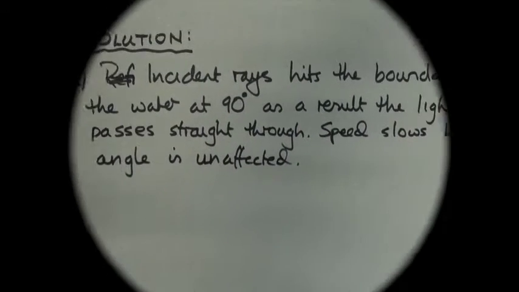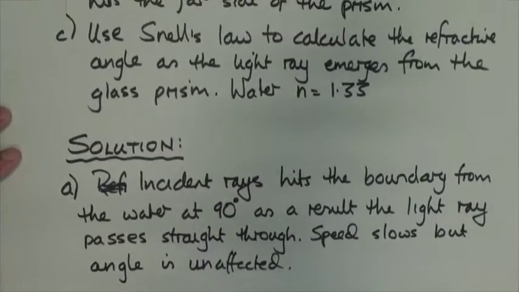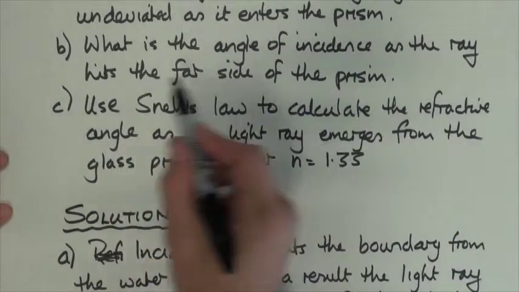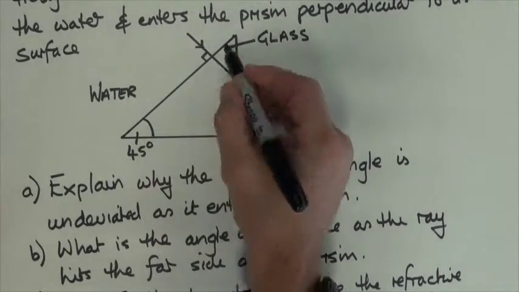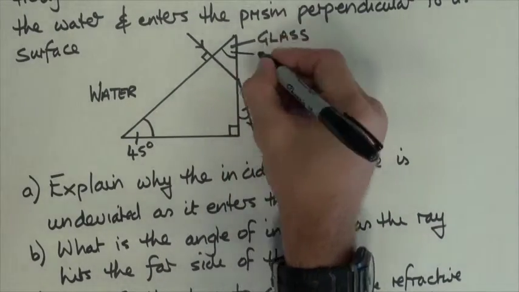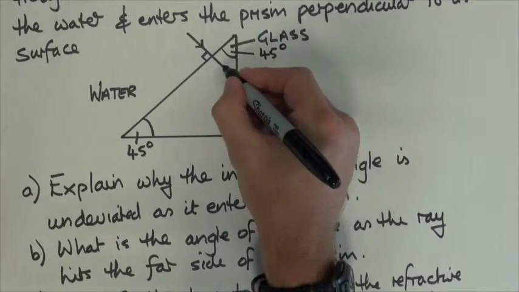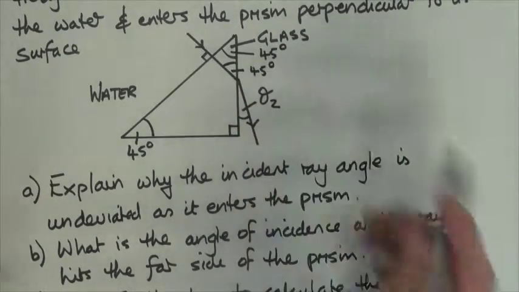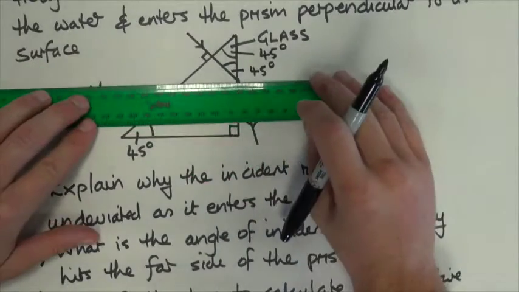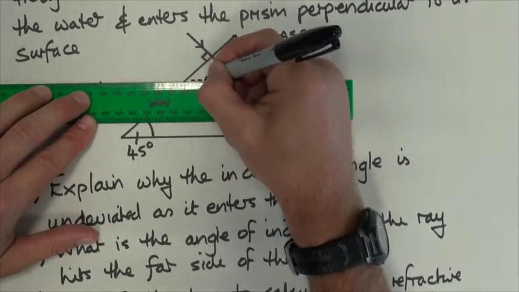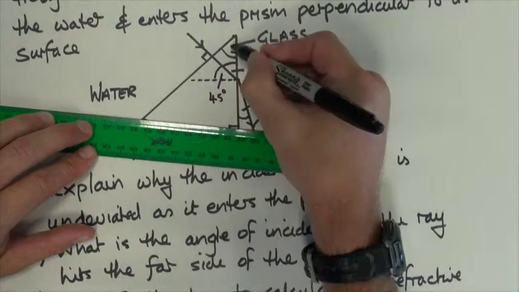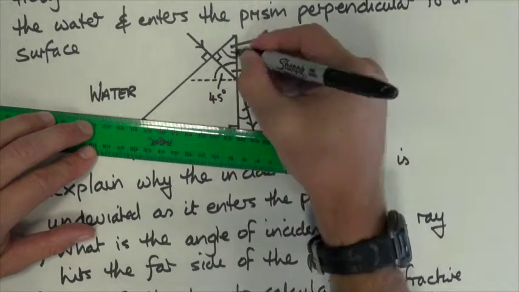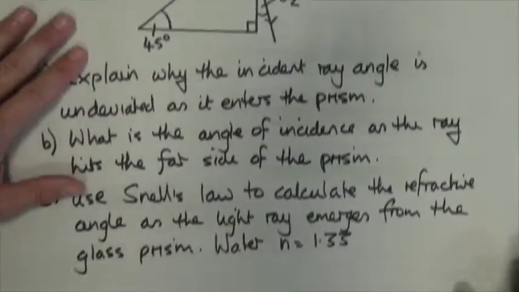Okay, so let's look at solution B. The question asks, what is the angle of incidence as the ray hits the far side of the prism? Well, we know the angle on one side is 45 degrees, which means the other one must be 45 degrees. It's an equilateral triangle. That means the equilateral triangle is also made with the incident ray coming in. Now here's the normal, which means if it's 45 degrees on one side, it's going to be 45 degrees on the other, because it's got to be 90 degrees overall.